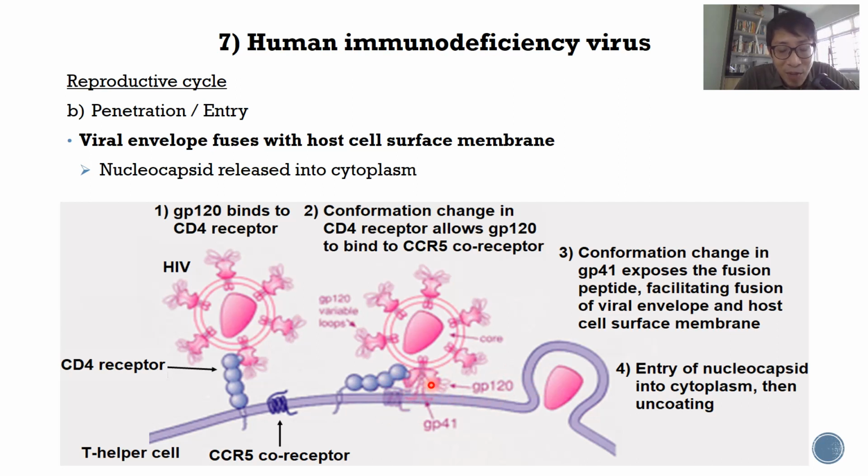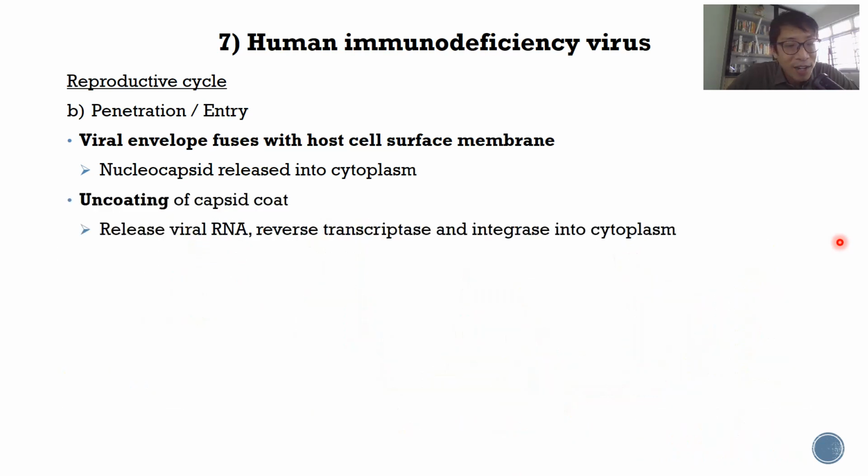On top of that, there will be a conformation change to the GP41 as well, right, which will then facilitate the fusion of the viral envelope with the cell surface membrane. So as a result, the nucleocapsid that is within the viral envelope would be released into the cytoplasm. Okay, and obviously, as usual, the capsid coat will be broken down via uncoating, to release the content of the capsid coat, which would be the two copies of viral RNA, reverse transcriptase and integrase.